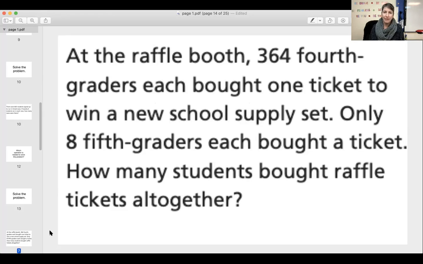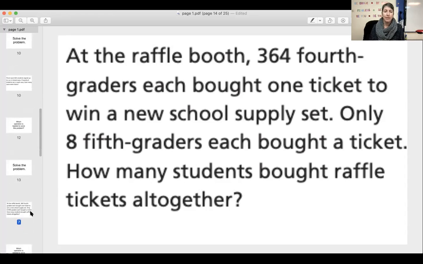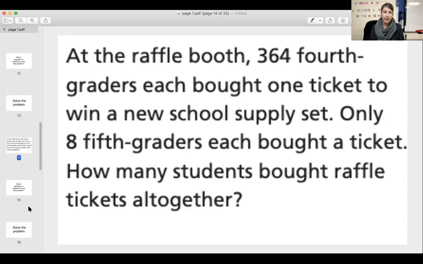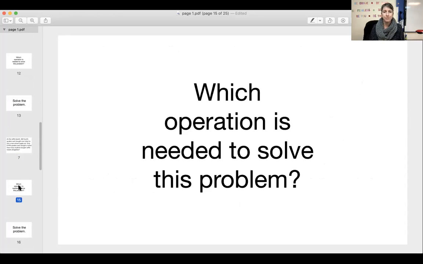This is problem number 5 on page 119 of your math journal. At the raffle booth, 364 4th graders each bought 1 ticket to win a new school supply set. Only 8 fifth graders each bought a ticket. How many students bought raffle tickets all together? Think to yourself, do I need to use addition, subtraction, multiplication, or division to solve this problem? Which operation is needed to solve number 5 on page 119?